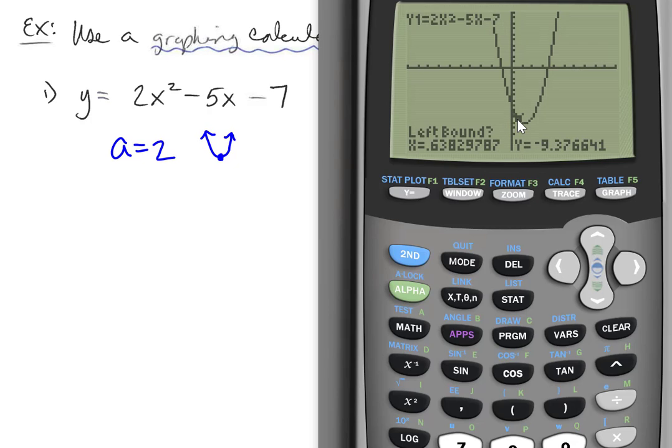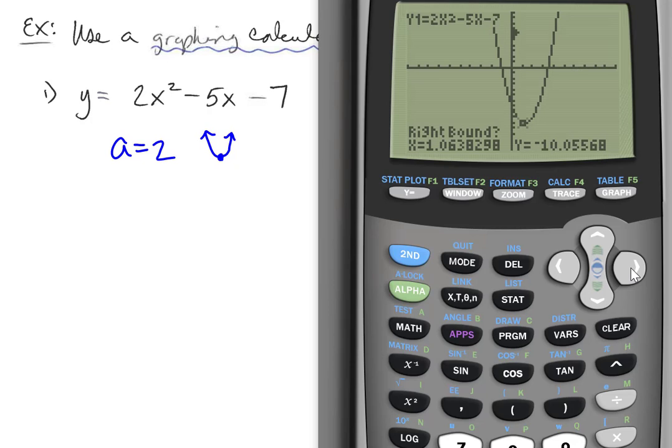But then also make sure you're clearly to the left of it. And then we're going to hit the Enter key, which will supply that value as the left bound for the calculator. It just needs a little hint on where to look. Now, once you hit Enter, the question changes, and now it's asking for a right bound. So now you're going to use your right arrow to scroll with the cursor past where the vertex is.